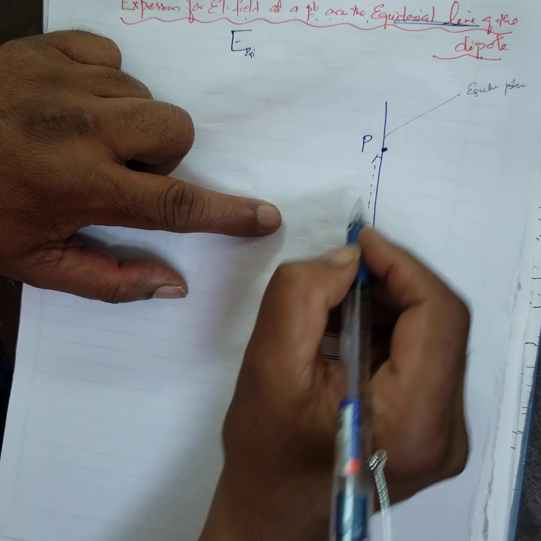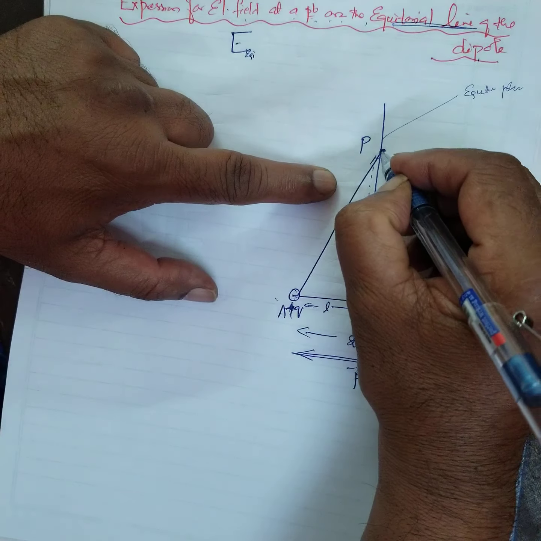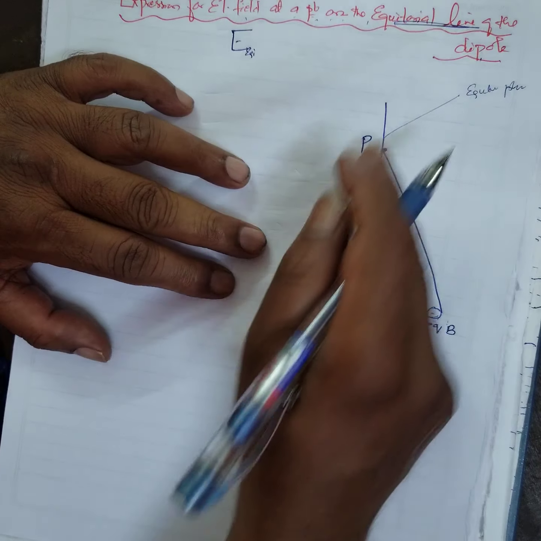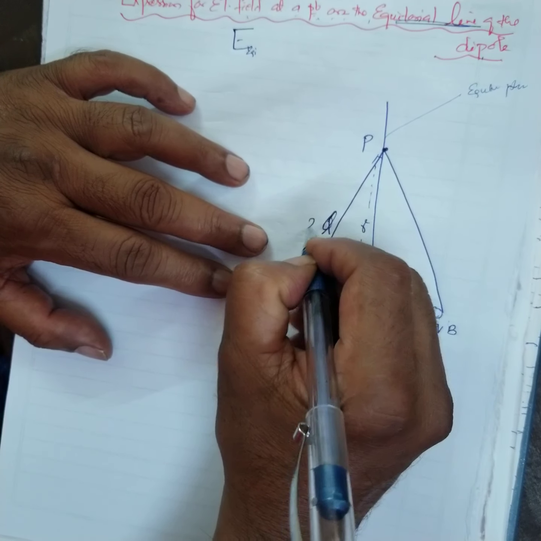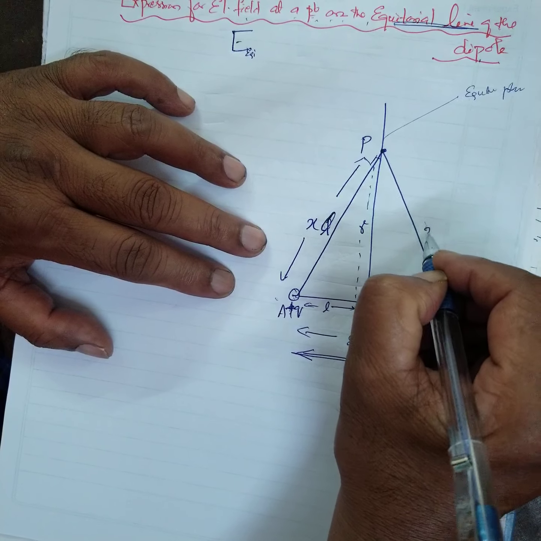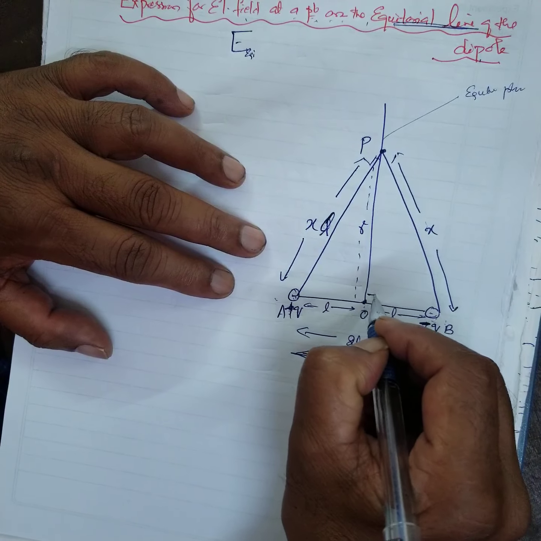Now, what is electric field? See, just join this. Okay? This is L, I'll write it. Now this distance I'll write as X. This is X. This distance also X, for convenience. This is 90 degree.